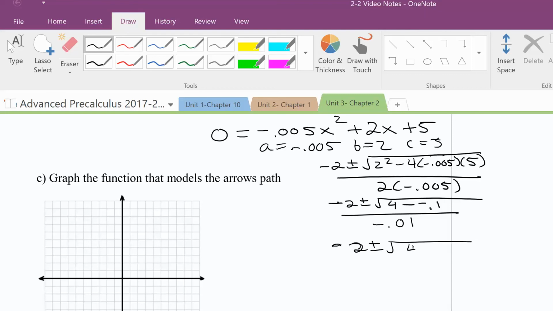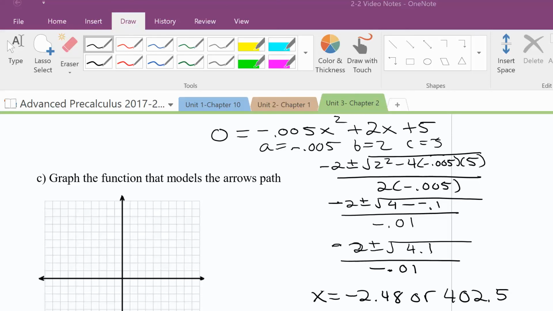So this would be 4.101, and then you can go ahead and put that in your calculator. When you put it in your calculator, you get two answers. You get -2.48 and 402.5.